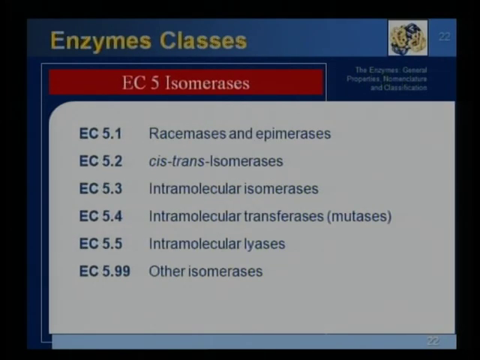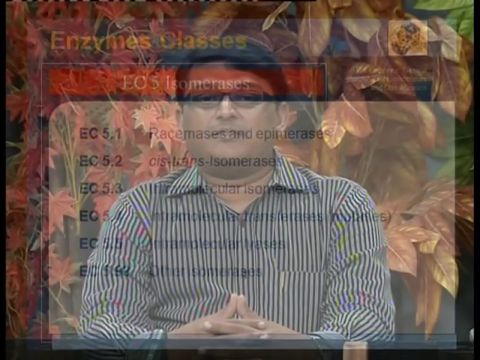Now 5, that is the isomerases class. As we have discussed also, in this group the enzymes act upon the substrate and convert that substrate into a product which will be the isomer of the substrate. So depending upon which type of isomers are created, which type of reactions are going on, on the basis of that, these examples can be denoted.